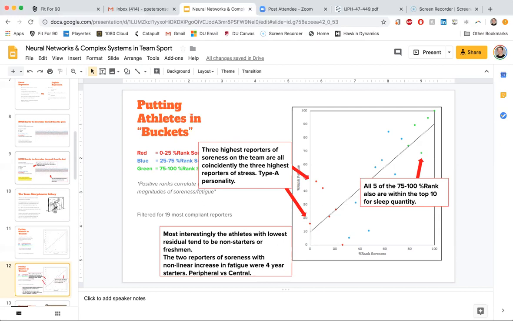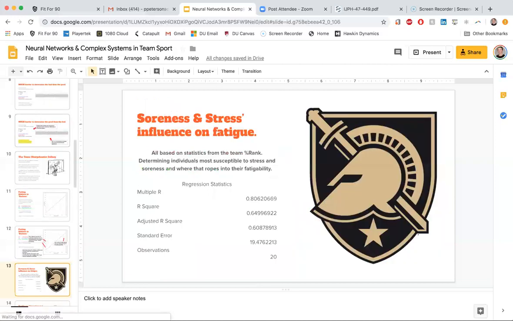But it has a harder time when we look at our two reporters of soreness with the nonlinear increase, those top two red numbers there, the type A personality guys we talked about. It has a really hard time delineating between their subjective experiences that have led them to be able to withstand that type of soreness and report lower levels of fatigue. So this is where it really comes into play, knowing your team and knowing your athletes. When my guys, like we talked about before, have the academics of an Ivy with the demands of any other Division I school.